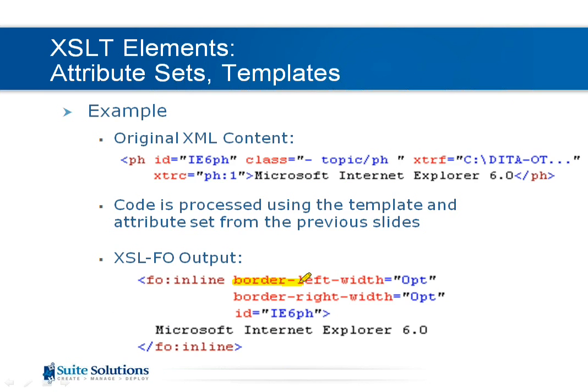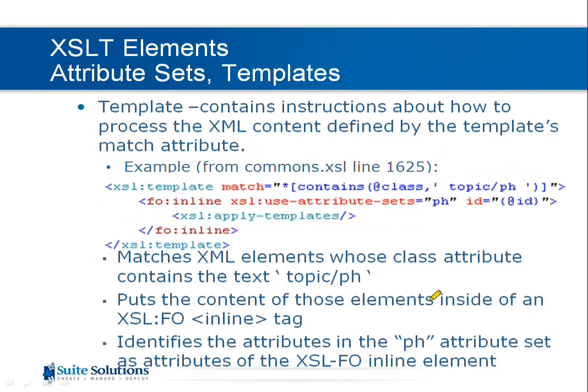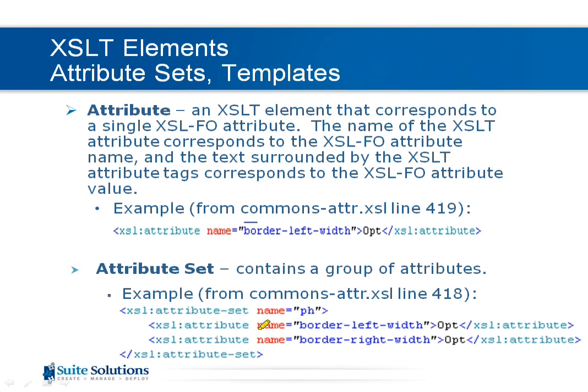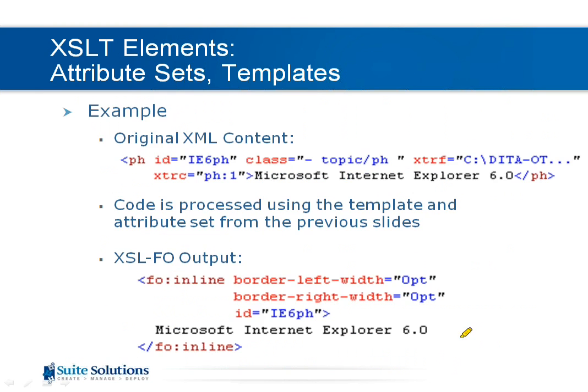We get border left width equals 0 and border right width equals 0 as defined in the PH attribute set. Border left width equals 0 and border right width equals 0. The ID here we didn't talk about, but it's coming directly from the XML content. And here we have the actual data inside, which is this text.